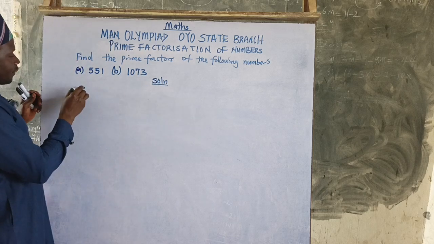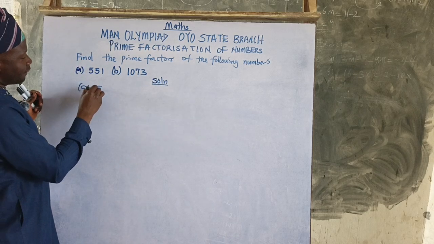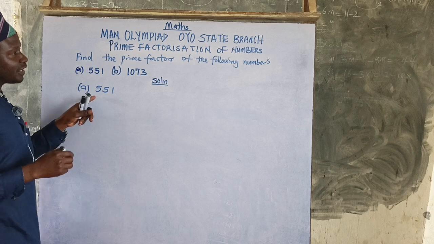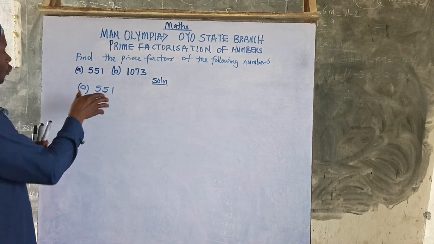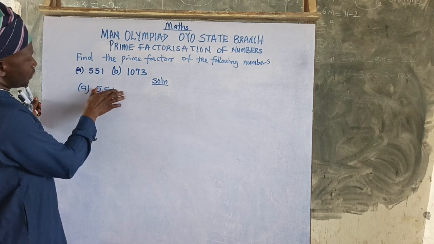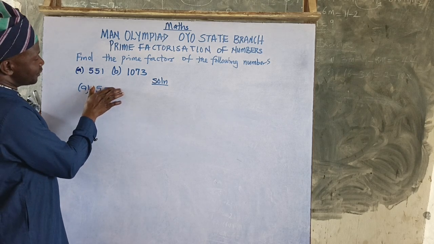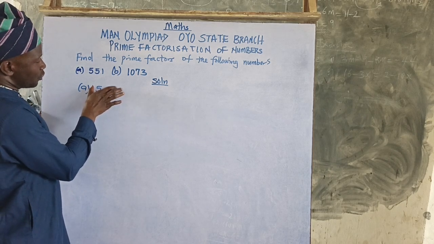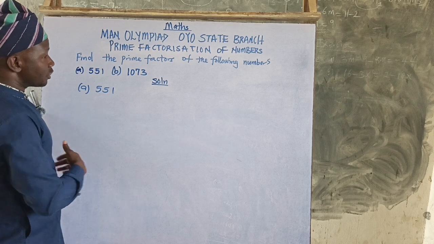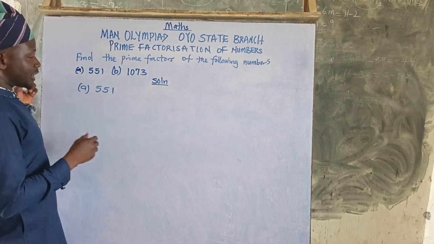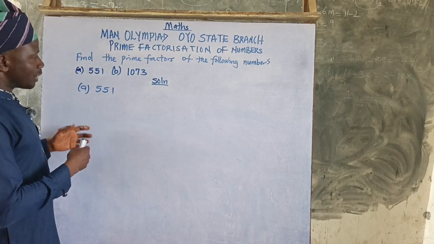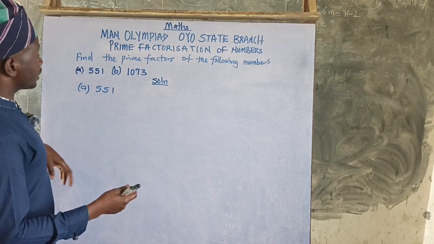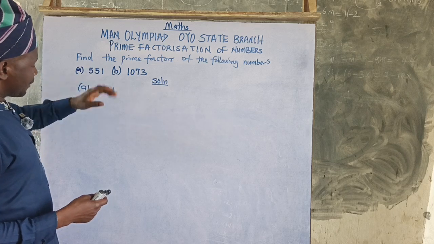Now, the first number we are given here is 551. How do we find the factors of this? When you look at this number, you know it cannot be divisible by 2. 2 cannot go here, 5 cannot go, 3 cannot go, because we know the divisibility rules for those numbers, which I explained in my previous video.